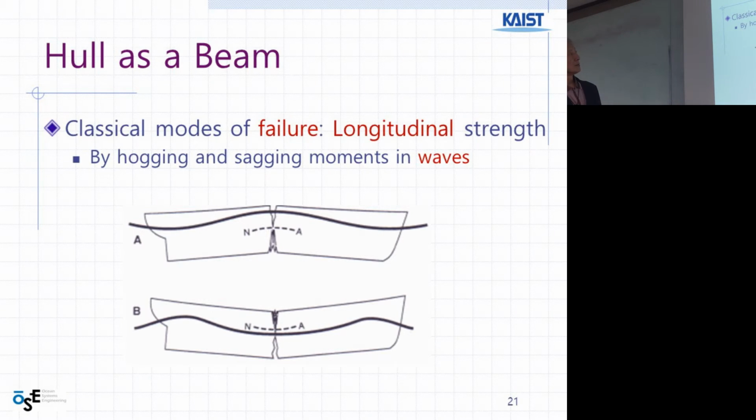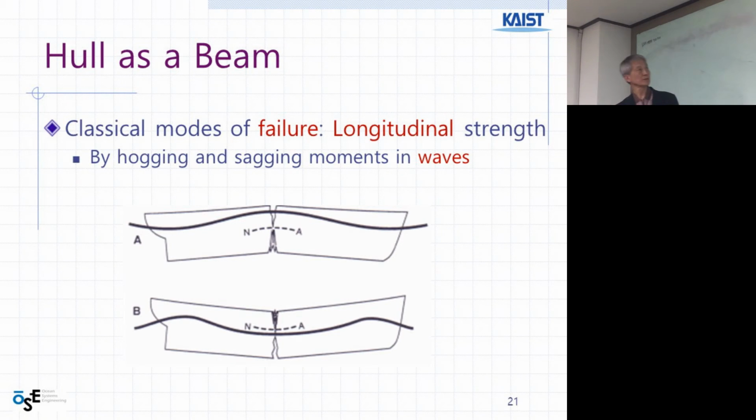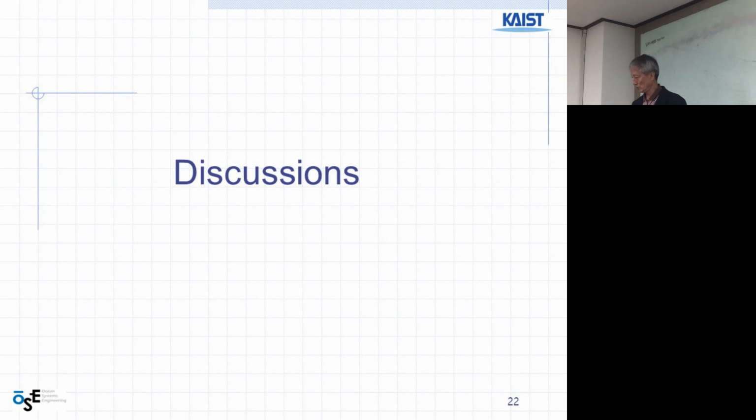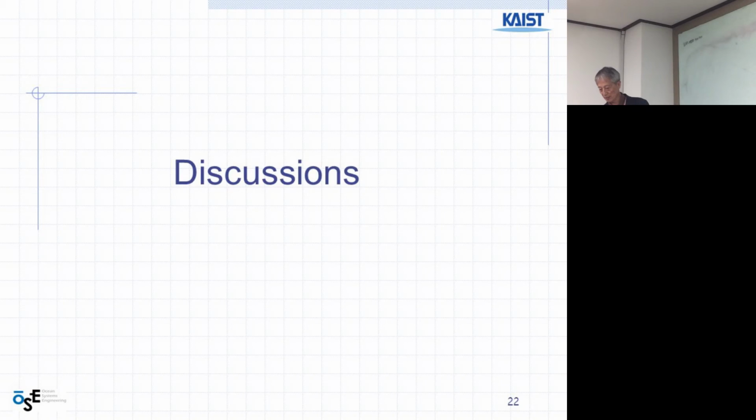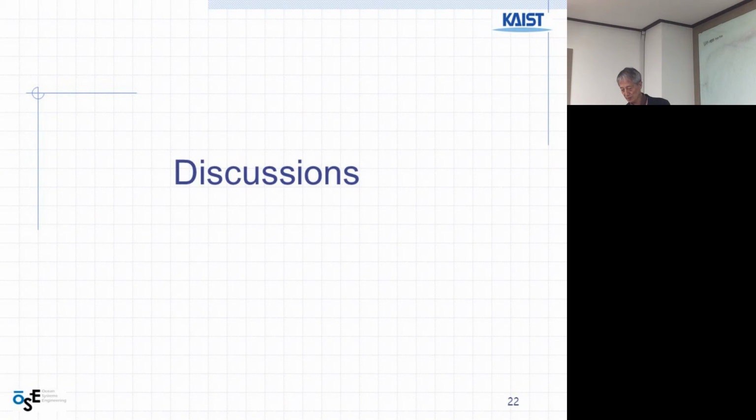Longitudinal strength is the most important in the ship. Hogging and sagging moment in waves. Very simple, but there is a final video. We'll see the hull strength bending moment. Okay, this one is good.